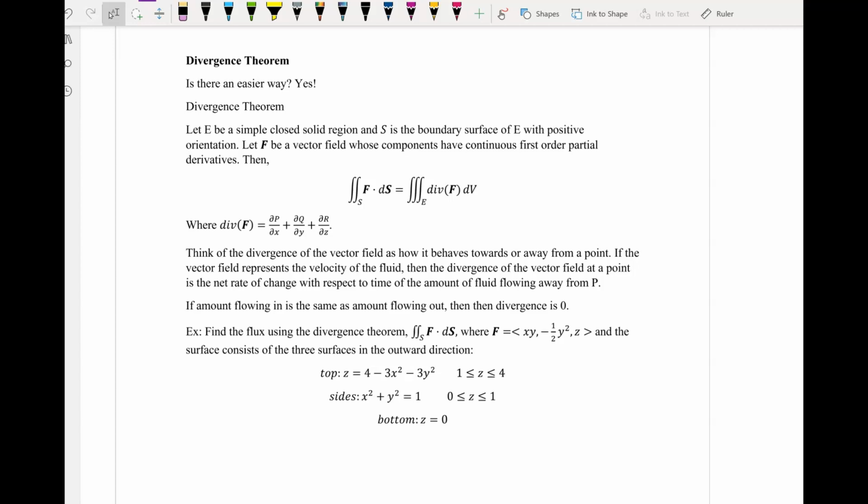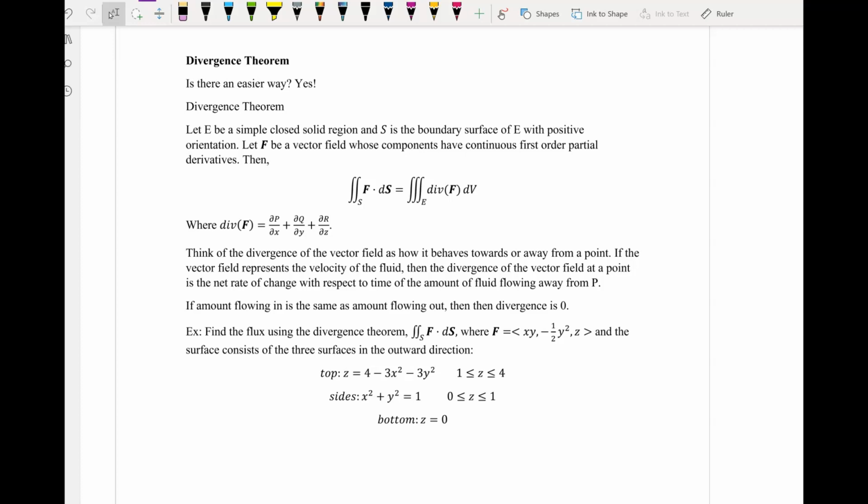Okay, so after going through all of that mess and a lot of struggle, is there an easier way? And the answer is yes. There is a shortcut to some problems, not all of them. This is what we call the divergence theorem. So the divergence theorem is the following.